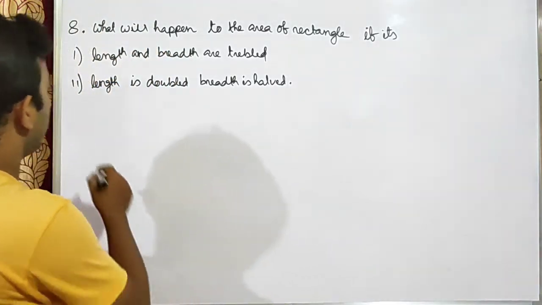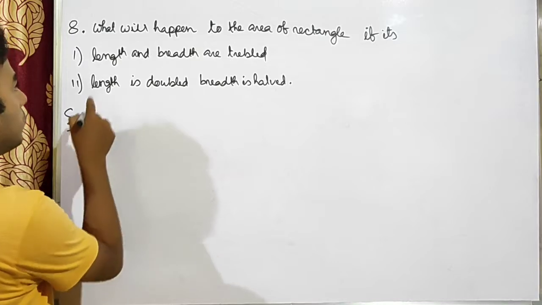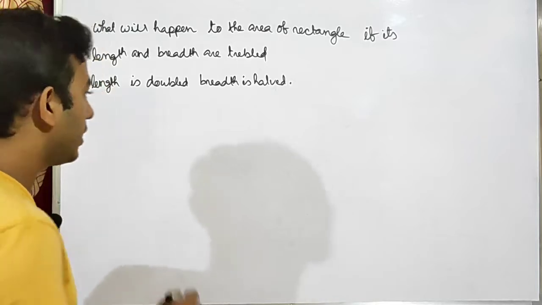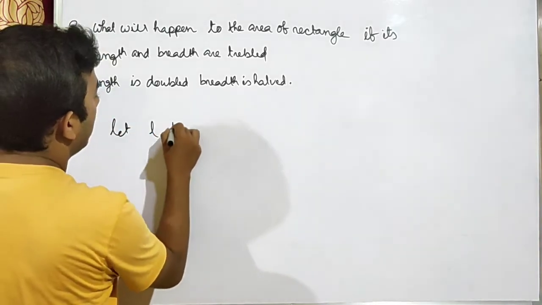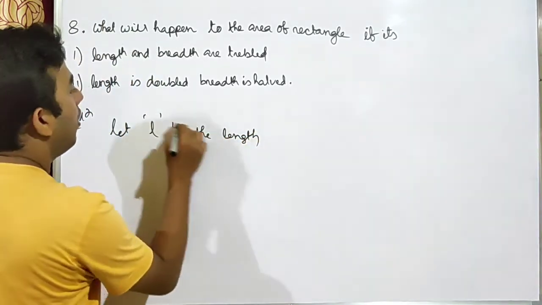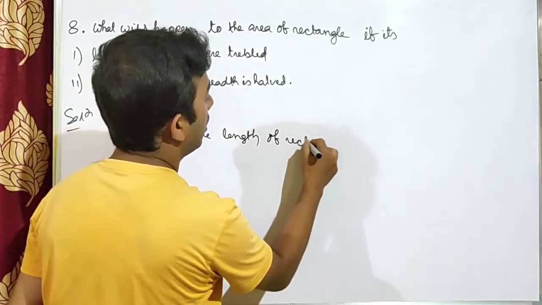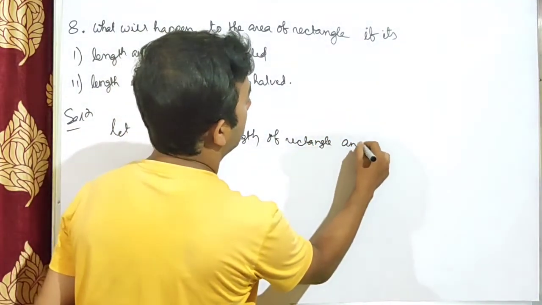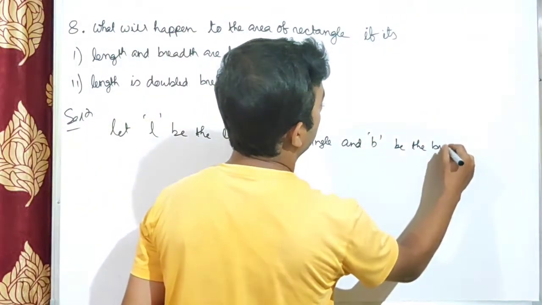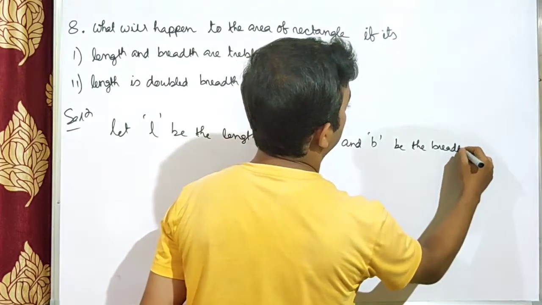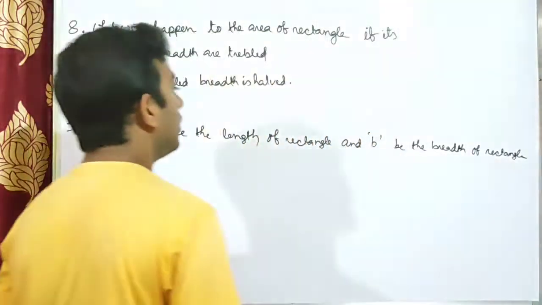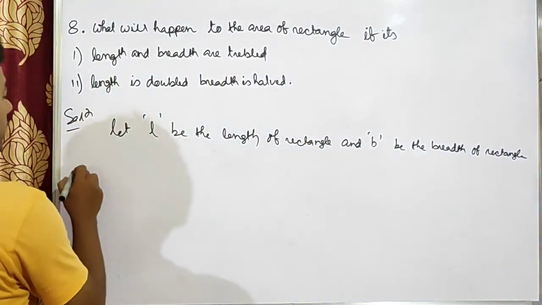Now, first thing, how to solve this: we have to consider, let L be the length of the rectangle and B be the breadth of the rectangle. So we'll write, let L be the length of the rectangle and B be the breadth of the rectangle. Clear?